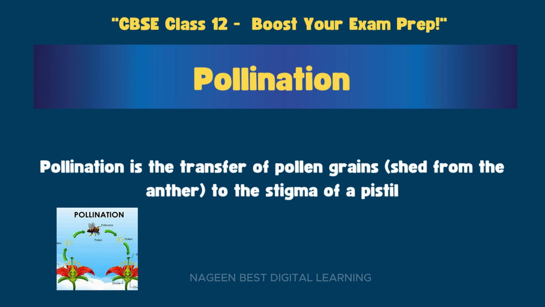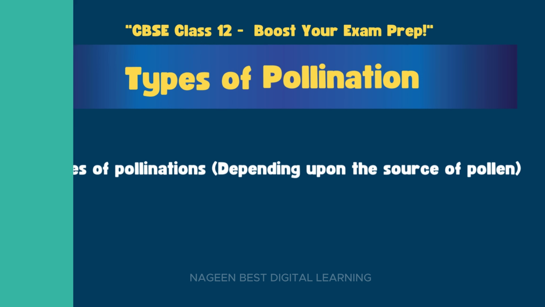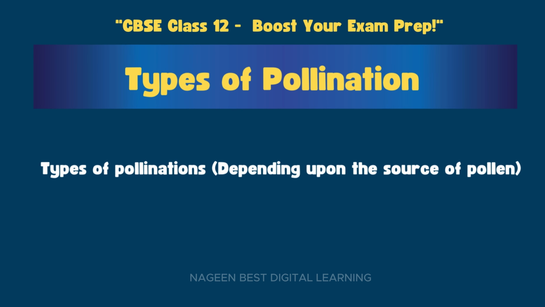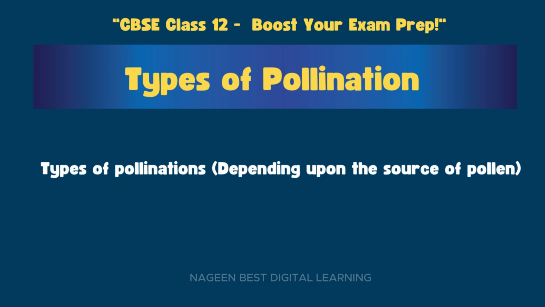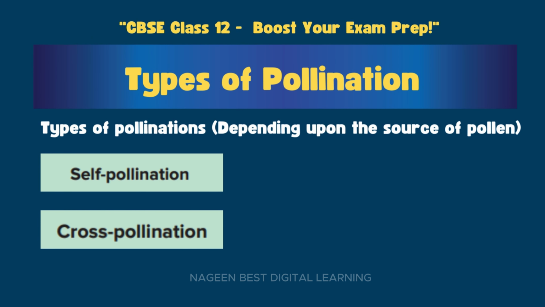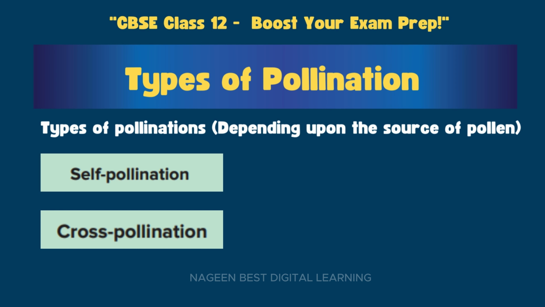Pollination. Pollination is the transfer of pollen grains shed from the anther to the stigma of a pistil. Types of pollination. Types of pollination depending upon the source of pollen: self-pollination and cross-pollination.